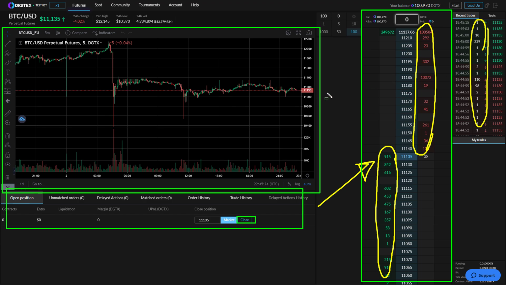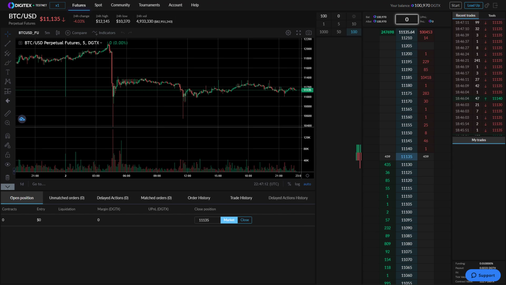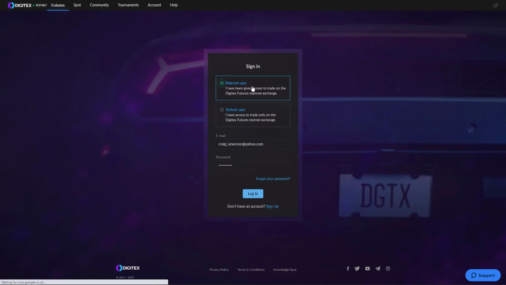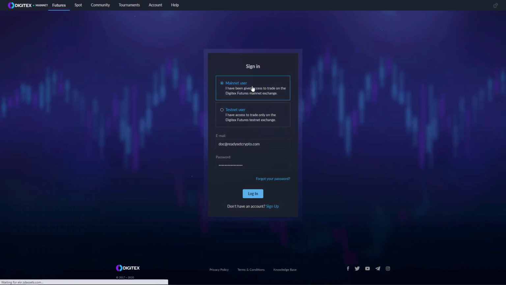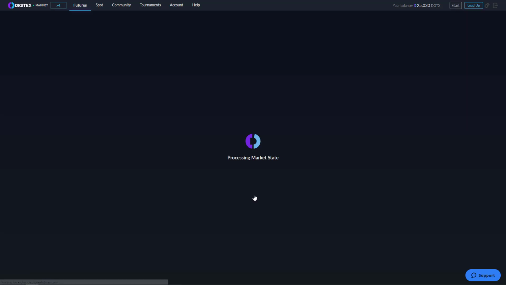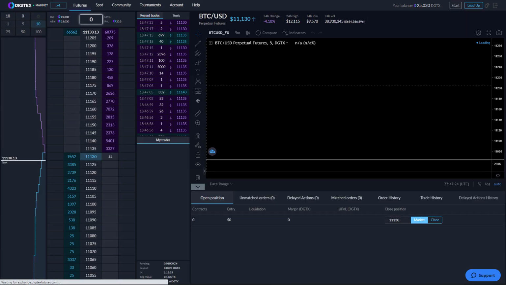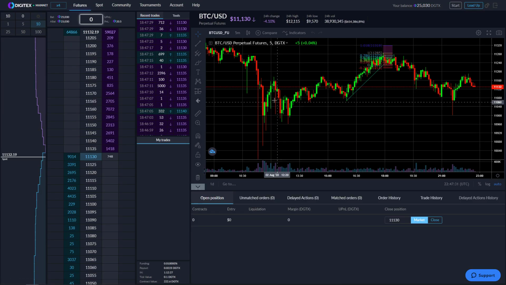But at this point, I think we go over to the mainnet interface and take a look at what's happening in the real world here. So for the mainnet interface, let's go ahead and log in from our location here in Manchester, UK. And you're going to see it looks a little bit different. It's got a different color structure and scheme.